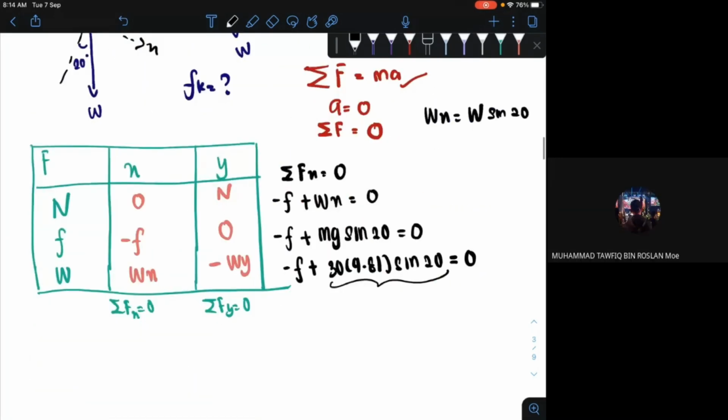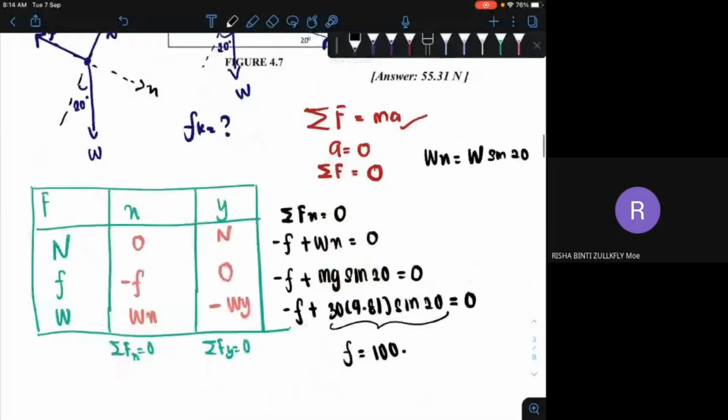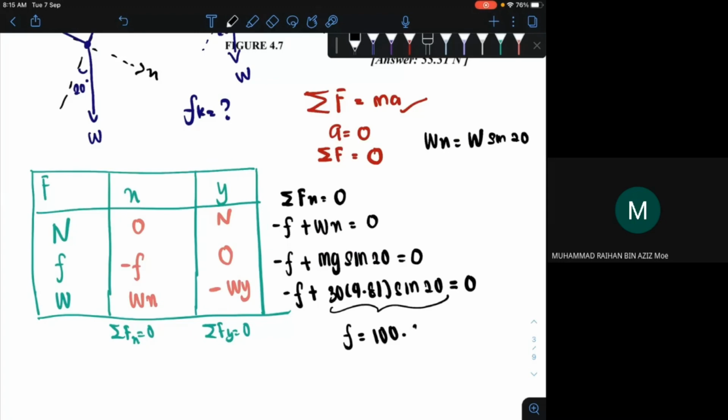Ada orang dapat sama macam saya ke? Saya dapat 100 ke Miss? 100 ya, point 100. Betul. 100.65657 lah. Itu ke jawapan dia? Macam tidak? Miss, kos, Miss. Kalau saya cari normal force dekat y-axis, lepas tu substitute into F equals to mu N.